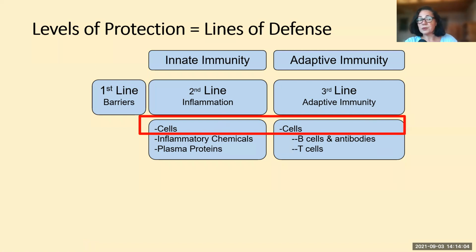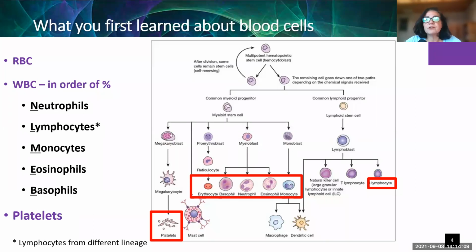And the first slide I'm going to show you is just stuff you already learned about blood. All right, so what you first learned about blood cells probably was that we have red blood cells, the erythrocytes, and just focus on what's in the red boxes for now. And you learned about some white blood cells, and you probably learned them in this order, in the order of how common they are. Those are neutrophils, lymphocytes, monocytes, eosinophils, and basophils. If you ever got this mnemonic, never let monkeys eat bananas, as a way of remembering which ones are the most common.